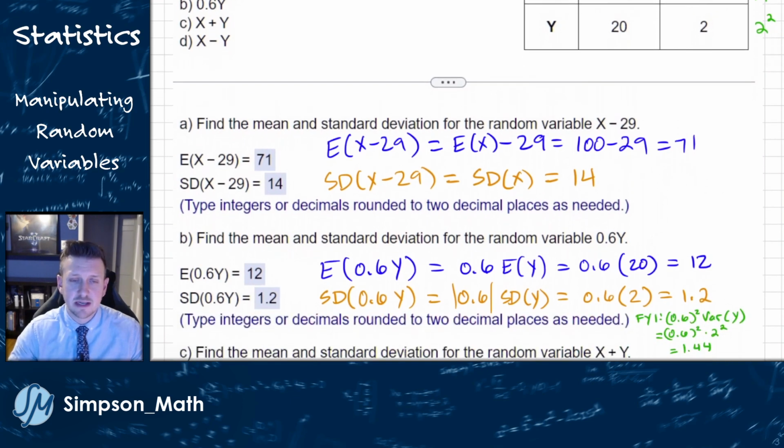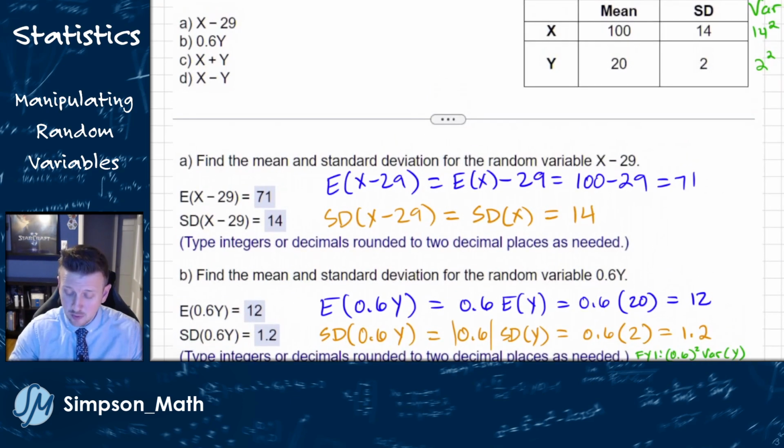All right, now I'm going to take my random variable y, and for some reason we're going to multiply it times 0.6. So on average, what would that be? Well, it's going to end up being 12. But how do we do that? So we have the expected value of 0.6 times y. Well, I don't know what that is, but I do have a property that says if I have a constant times a random variable, I can just pop that constant out and multiply it. So I have 0.6 times the expected value of y. We know the expected value of y is 20, so 0.6 times 20 is 12.